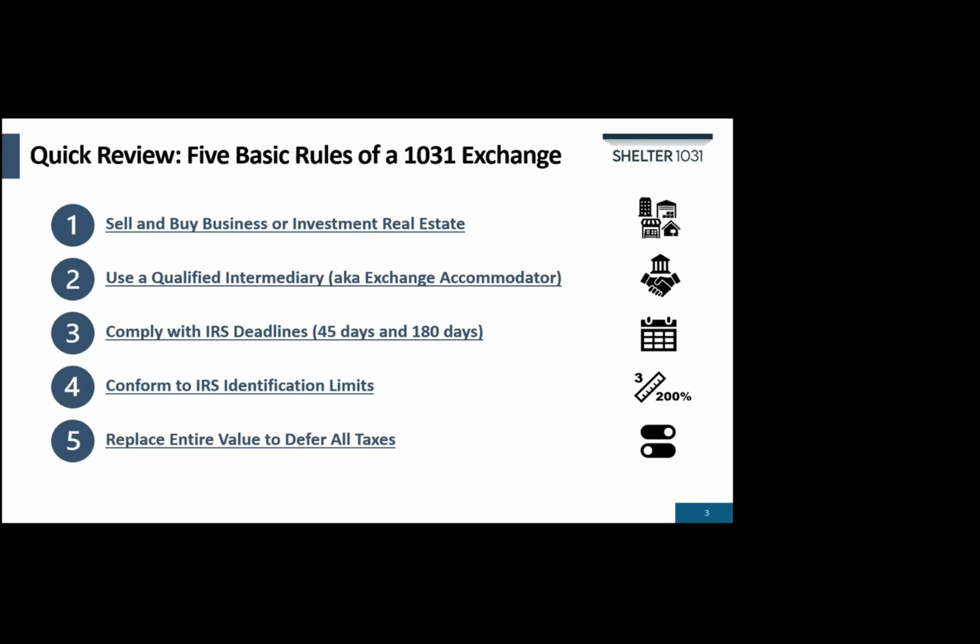Fourth, you must limit your identification of replacement nominees to either 3 properties or more than 3 properties, provided their total value is less than 200% of the sale price of your relinquished property. And fifth, you must replace all your equity and all your debt if you want to defer all your capital gains taxes. If you would like a deeper dive into these rules, you can find all this information on our website, shelter1031.com.